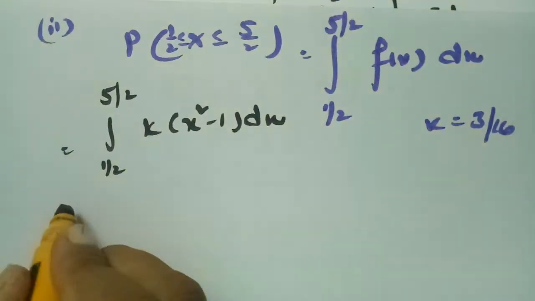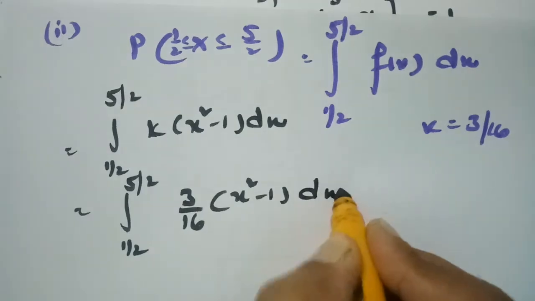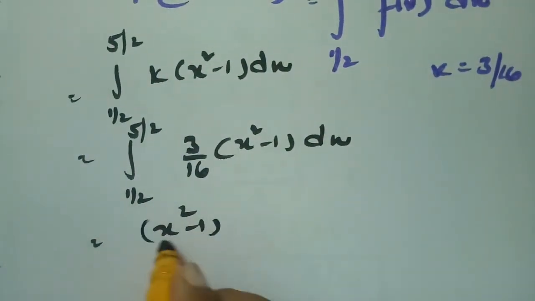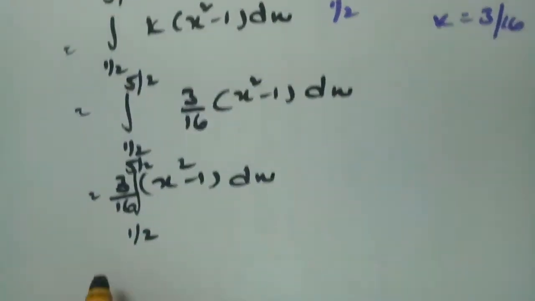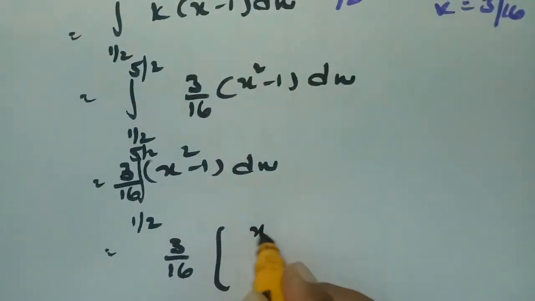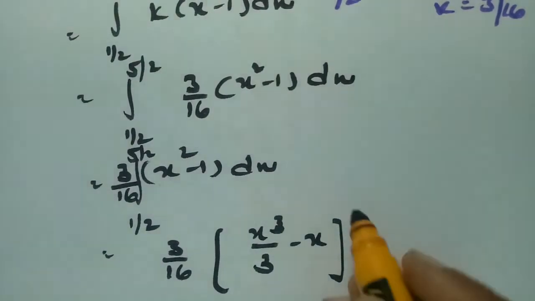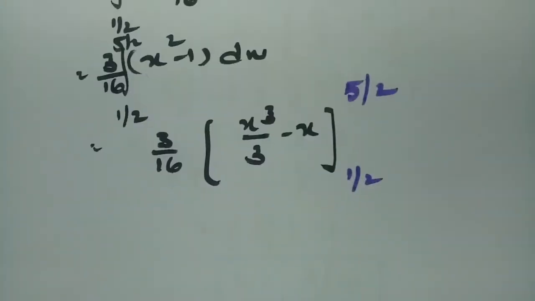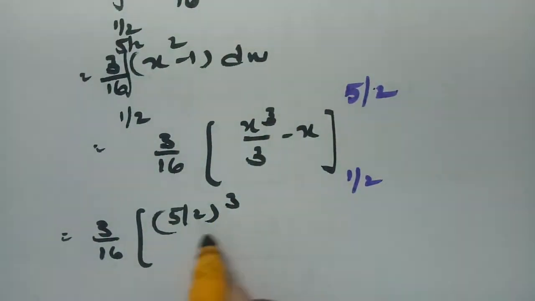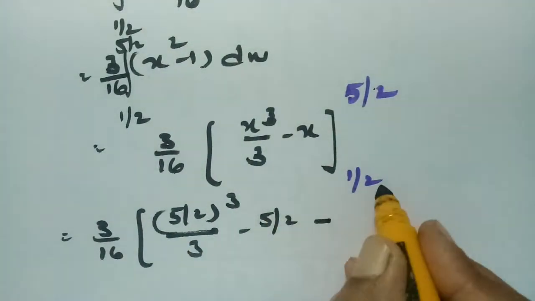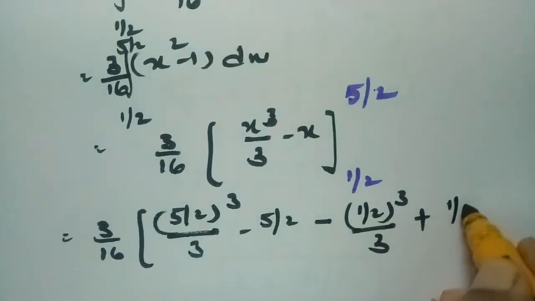So we got the value of k as 3 by 16. If I substitute the same thing here, then this will be the integral from half to 5 by 2 of 3 by 16 times (x square minus 1) dx. So this is (x square minus 1) between the integral limits half to 5 by 2, times 3 by 16. So this will be 3 by 16 times, for x square the value here is x cubed by 3, and the integral of 1 dx is nothing but x, between the limits half to 5 by 2. If I substitute here, this will be 3 by 16 times (5 by 2 cube by 3 minus 5 by 2). If I substitute the lower limit, this will be 1 by 2 cube by 3, minus of minus, this value is half.